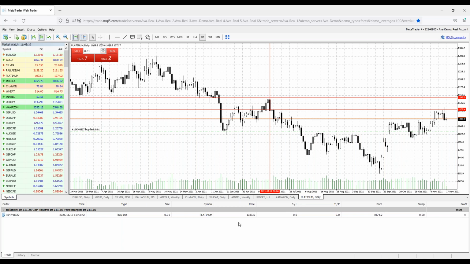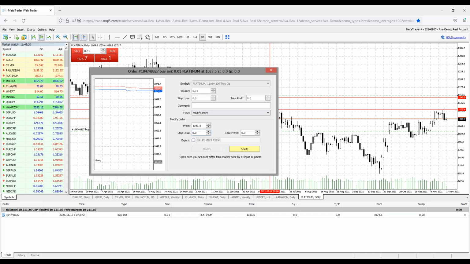And now I can define, by the way, the beautiful thing here in MetaTrader 4, this is why it's my favorite, is that I can define, if I right click here, or I can even double click here, but never mind.